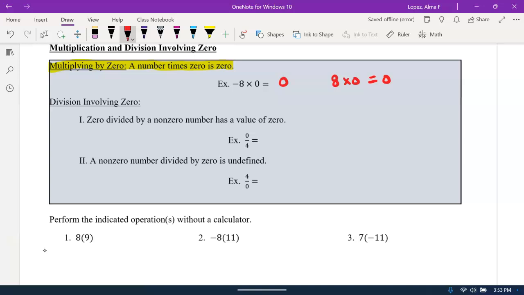Division by 0. A 0 divided by a non-zero number is 0, and a non-zero number divided by 0 is undefined. We actually saw this earlier, but now I guess it's being formally introduced. 0 divided by any number is always going to be 0, and if the 0 is underneath, it's undefined, as we saw in a previous video.